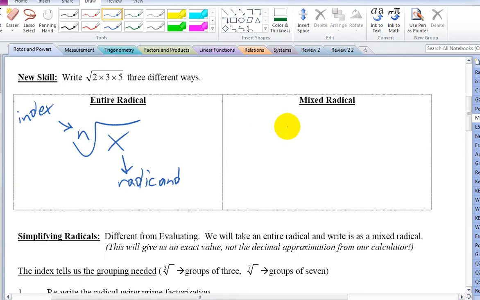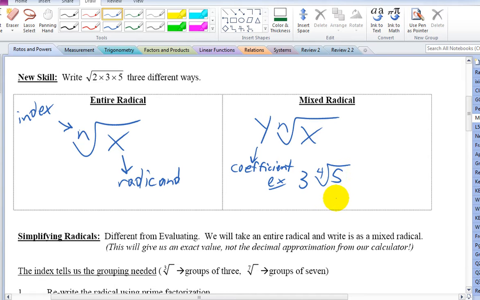Now for a mixed radical, it's the same deal, except we have an index, a radicand, and now we have y. y is what we call a coefficient. So for example, if we have 3 fourth root of 5, really what does that mean? Is it 3 plus fourth root of 5, 3 minus fourth root of 5, 3 divided by fourth root of 5, or 3 times the fourth root of 5? It's a times. So it's 3 times the fourth root of 5. So it's a multiplication.